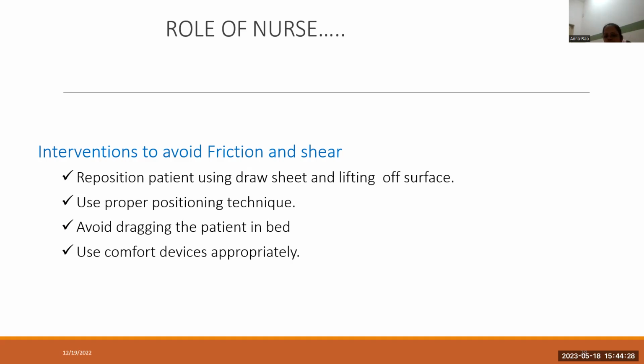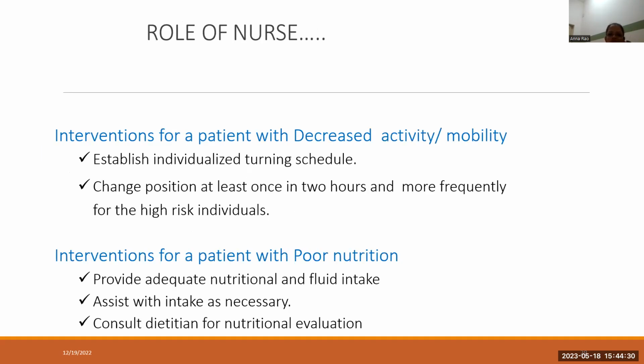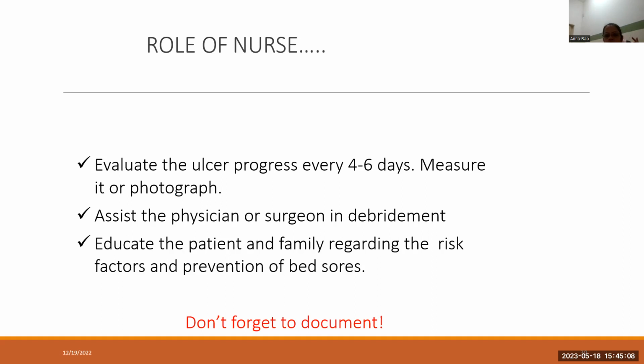Use of comfort devices should also be done. For a patient with less activity or less mobility, there should be a schedule of when to do it, so no one forgets. Whatever comes in your shift, you have to be careful and do it. Poor nutrition, what he is getting, including fluids, should be noted. A careful intake and output chart should be maintained, right? And all these things should be documented. That is very, very essential.